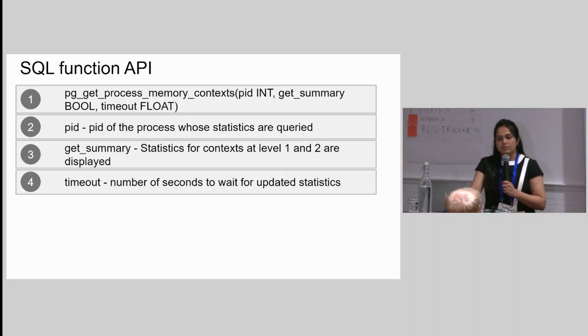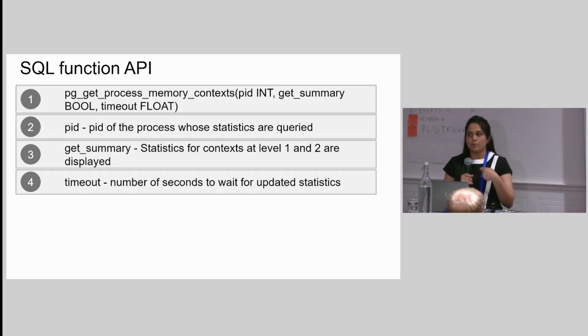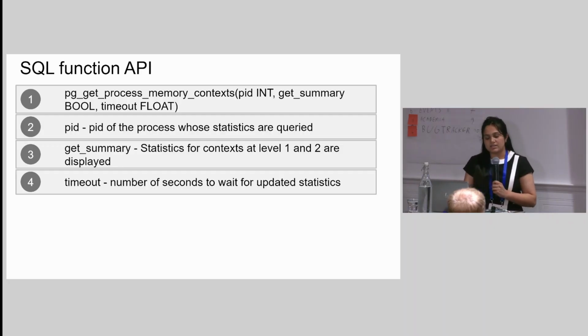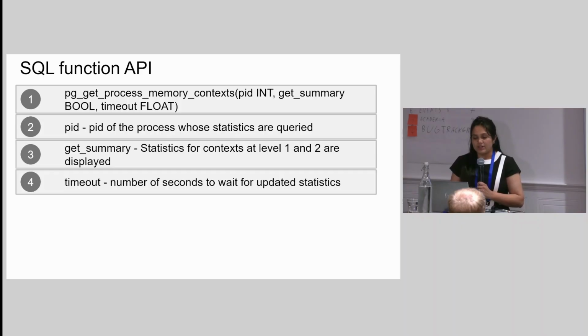Timeout is the third argument. This is, as I described earlier, used to determine how many seconds a monitoring function will wait for the latest stats to get published. If these many seconds have passed, it will go ahead and publish older statistics, or it will publish null. And the client can retry.